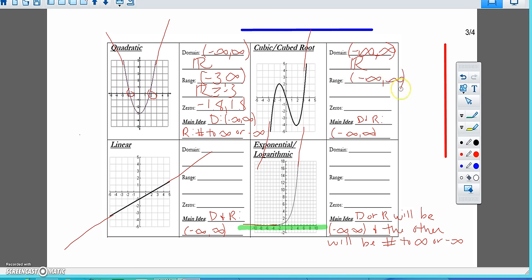And this is how it'll always be with cubic or cubed root. The main idea is that domain and range will be negative infinity to infinity. For zeros, there's several of them: -2, 0, and 3.